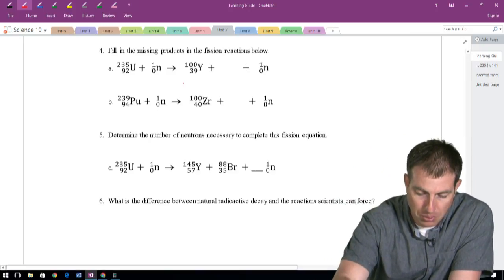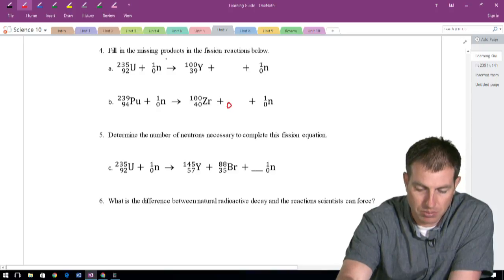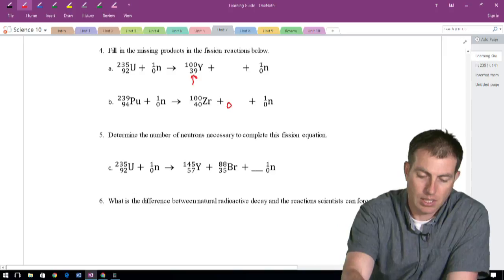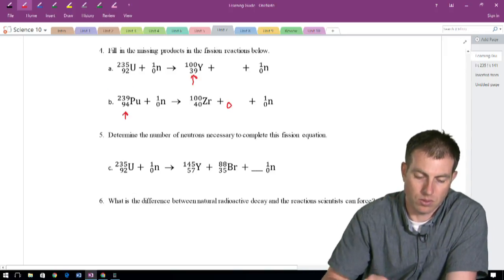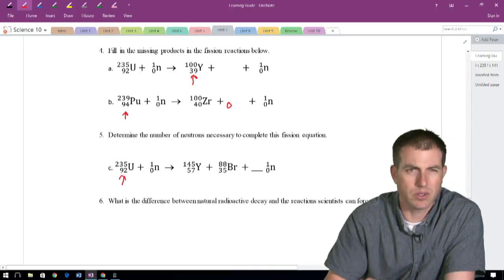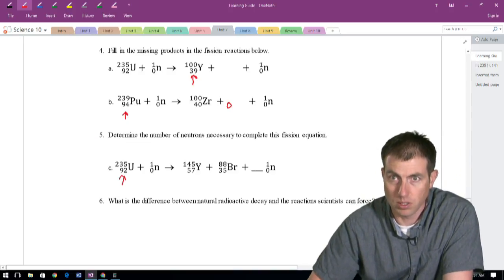And we always look to the bottom number to figure out the element. So the 39 tells me it's yttrium. The 94 is plutonium. 92 is uranium. So when you want to figure out what the element is, always look to the bottom number.